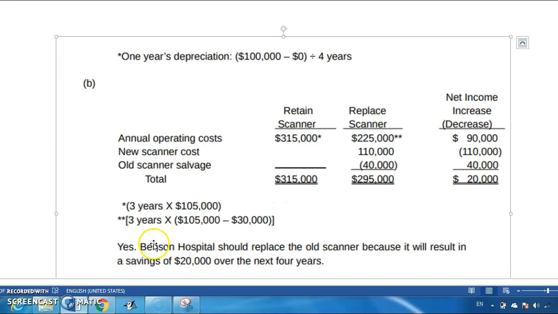So this is the decision here. The decision should be yes, Benson Hospital should replace the old scanner because it will result in savings of $20,000 over the next 4 years. So the hospital will get a saving of $20,000 if the hospital agrees to replace the old scanner with the new scanner. So this is it for this one.